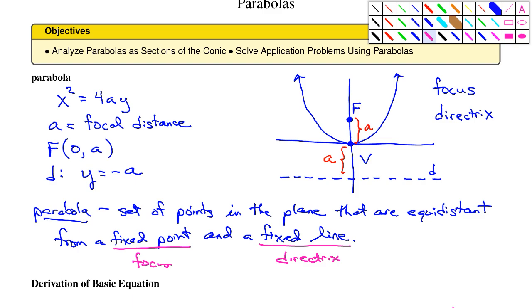So what you're seeing is that some point on the parabola, and this may not be drawn very well, the distance from that point to the focus is the same distance to the directrix. So it's not quite drawn to scale, but these two distances should be the same. Let's say distance, distance.